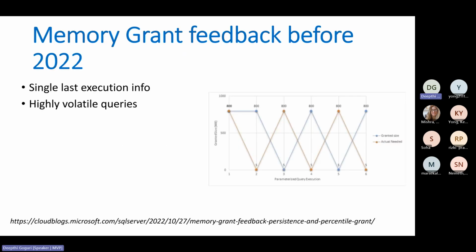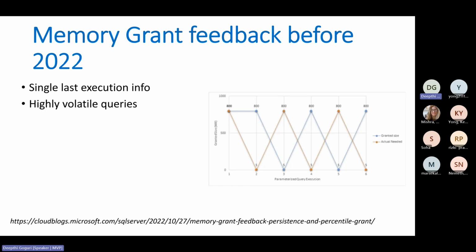So how did the memory grant feedback work before 2022? It used to only see the last execution, only one single last execution. If the last execution took 20 MB, let's say, of memory, then the next execution used to take the same 20 MB because it used to only depend upon the last single execution.